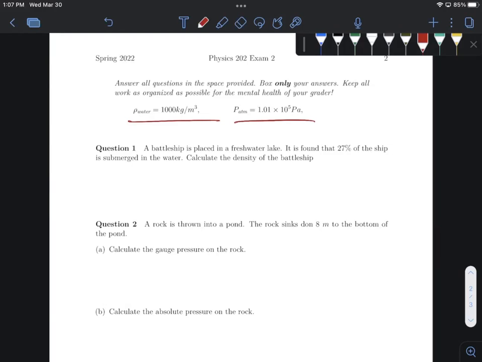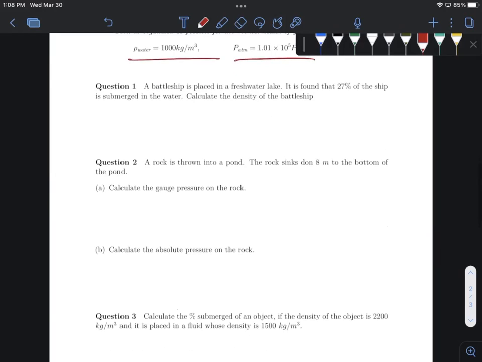All right, so to get started, first question: a battleship is placed in a freshwater lake. A freshwater lake just means it's water, not salt water or anything like that. It's found that 27% of the ship is submerged in the water. Calculate the density of the battleship.